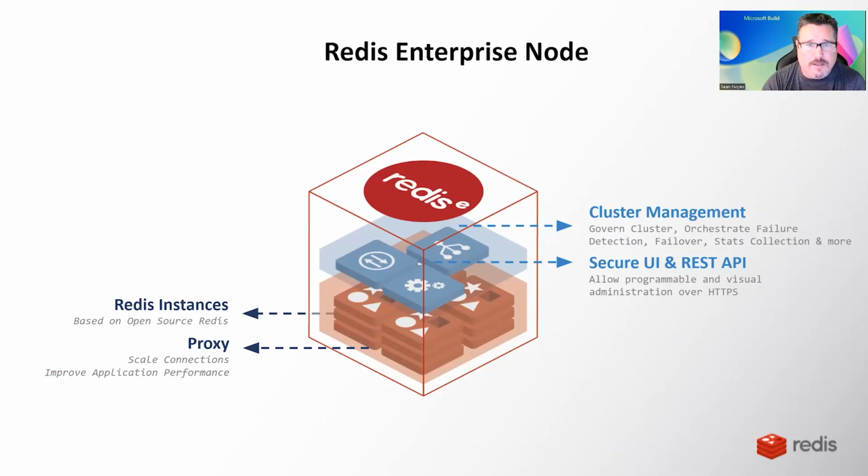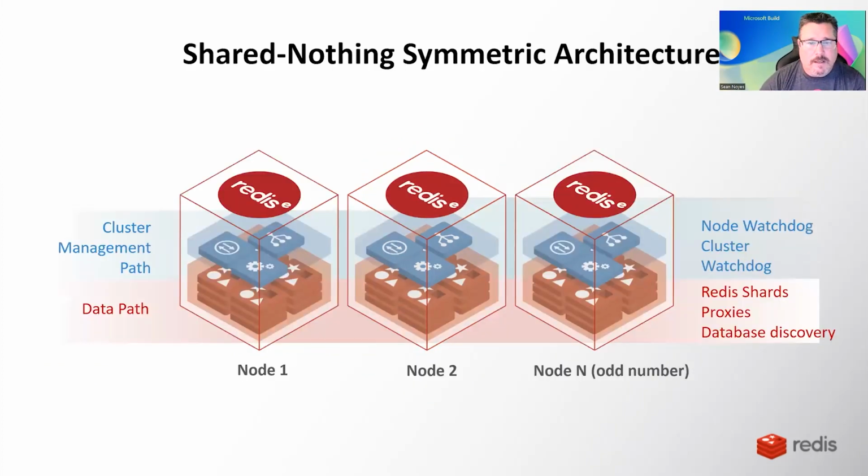Part of the magic sauce of these Redis Enterprise nodes is the Redis Enterprise proxy. There's a proxy on each node, which helps to orchestrate the network connections and multiplex and multipipe the commands that are going into those Redis shards to avoid any back pressure on the system. All of this comes together in this shared nothing symmetric architecture.